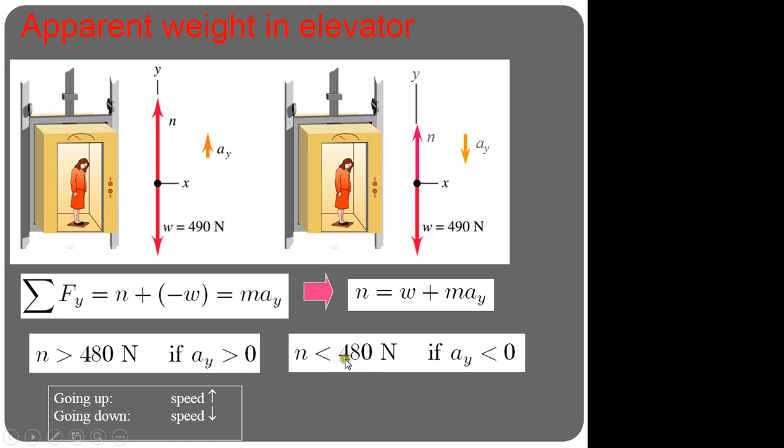If N is smaller than 490, sorry, it's an error, I don't think I can change this, then acceleration must be less than 0. So if you're standing in the elevator, if you want to lose weight, the fastest way is to go in the elevator, stand on the weighing scale, and have it start accelerating downwards. You'll lose a lot of weight. Well, of course, it's fake. You also know that, right?